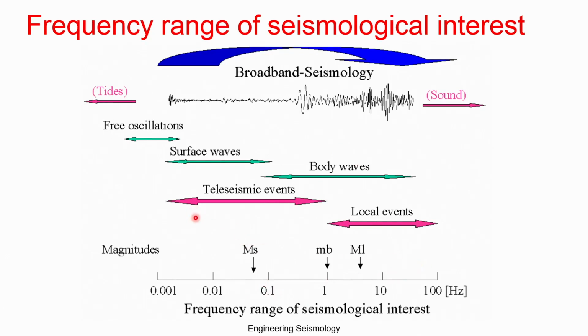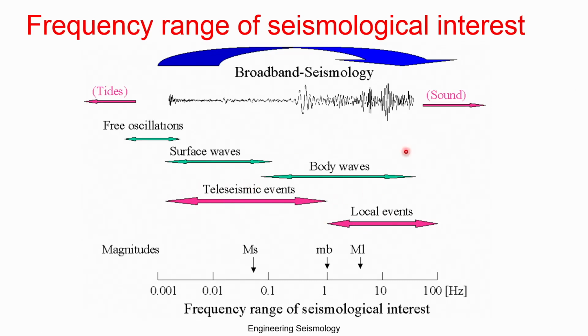The range between the free oscillation frequency and the body wave frequency, the middle of that range, is covered by teleseismic events, which can generally be recorded by the broadband seismogram. So this is the event you can record. If you have an instrument like a broadband seismometer or very broadband seismometer, you can record very long distance earthquakes at your site.